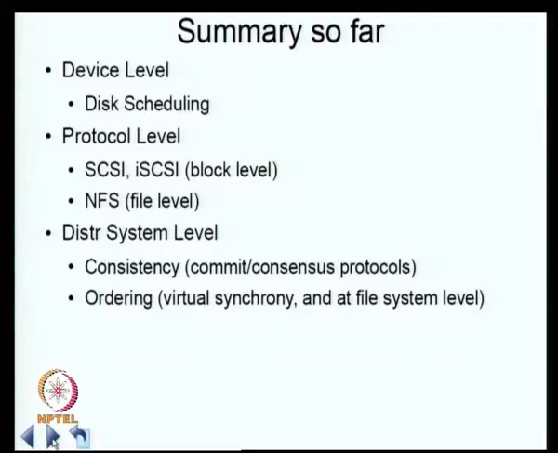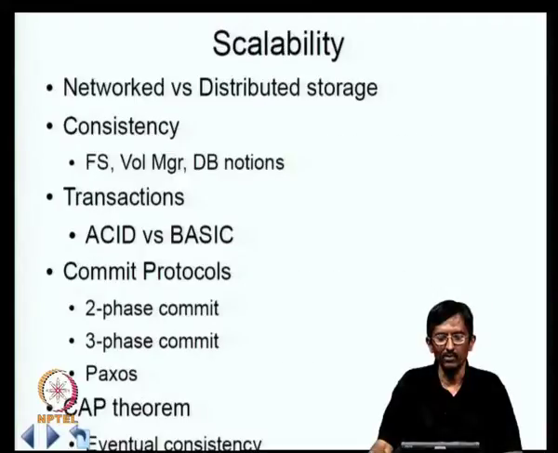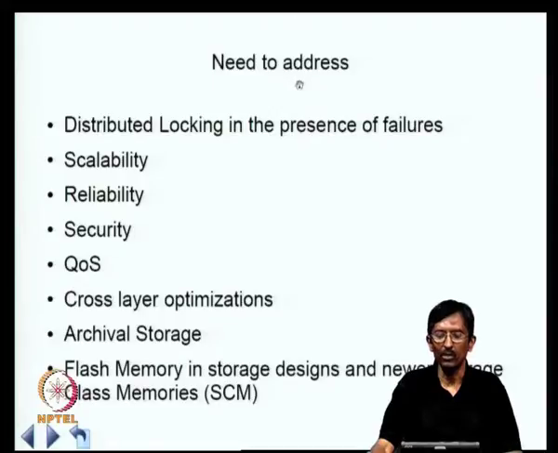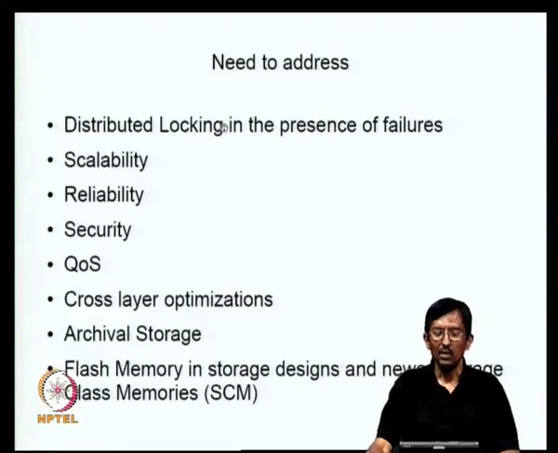So, I think basically to summarize, we looked at some aspects relating to consistency, some commit protocols. Then we said we had to address some issues like distributed locking, scalability, reliability, etc. So, today we will try to take a look at this part, scalability, reliability. We took some notice of this particular problem in the previous class. I think we will revisit again later, but right now let us look at these two parts.